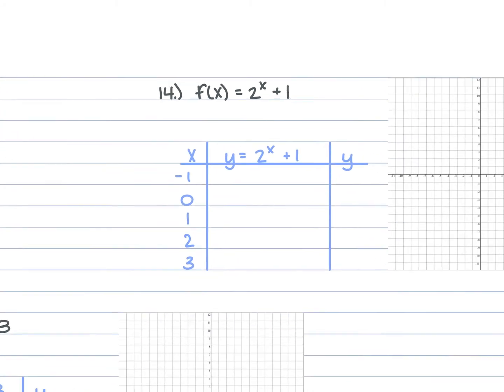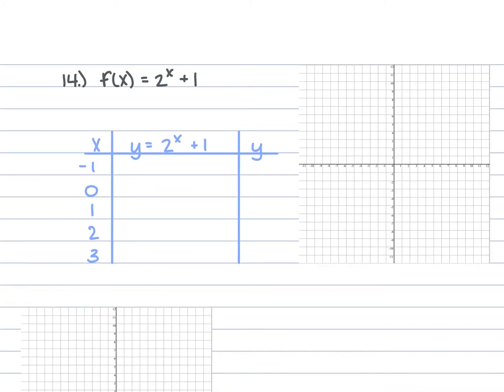For number 14, we're given f of x is equal to 2 to the power of x plus 1. The way this question is going to be done, your graph will be given to you and you're picking the equation that matches it. So you'll just have to plug in x values to each of the functions if you want to, and pick the one that matches the ordered pairs that you see on the graph. For this one, though, I'm giving you your x values, so we're going to use -1, 0, 1, 2, and 3 for those x values.